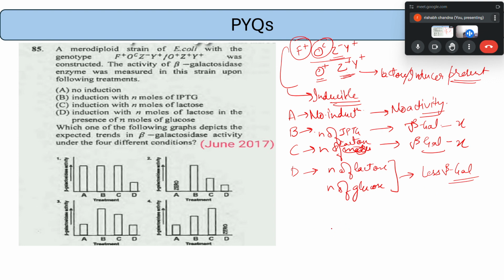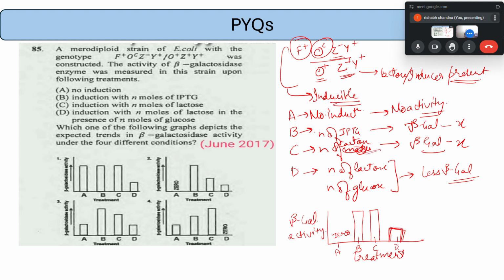Now if we draw the graph, on the y-axis we have beta galactosidase activity, and on the x-axis we have treatment. In the first case where there was no induction, there will be zero activity. So this is A. Then we have B. In B we have, suppose, this much activity. Then in C also we'll have the same activity. Then in D we'll have less activity.